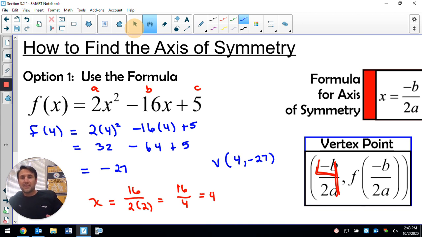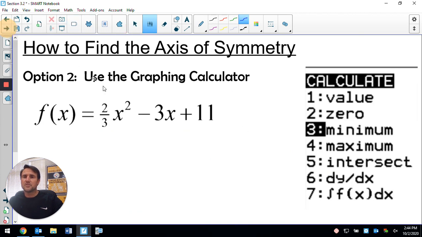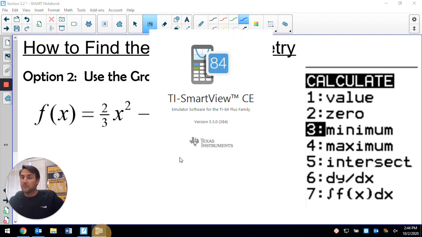All right, if you don't like that option, if you don't like to use a formula, if you can't remember a formula, there is another way to do it, and it is using the graphing calculator, right? We have to be masters of our graphing calculator. We already know how to find a minimum and maximum point of a curve. We've done that already in the last week. So we can do the same thing using our graphing calculator. So let me go ahead and load this one up, and I'll show you how to do that.